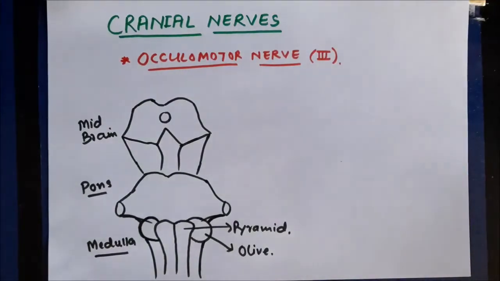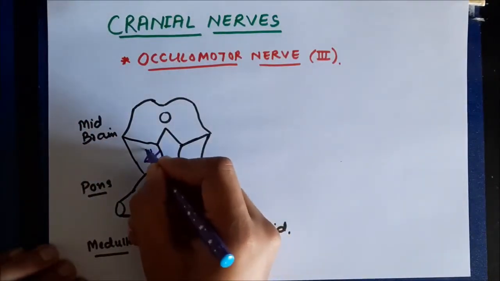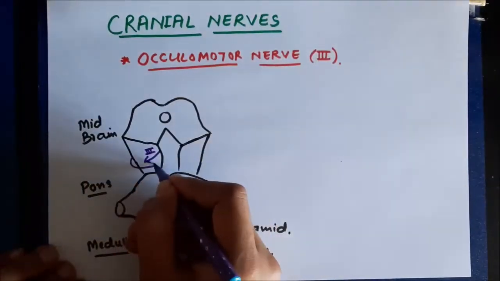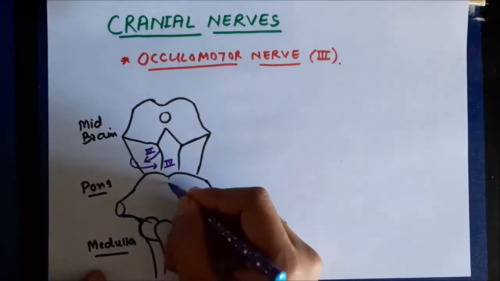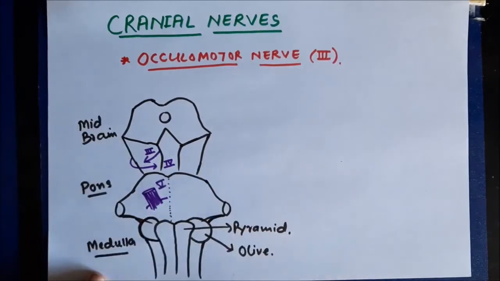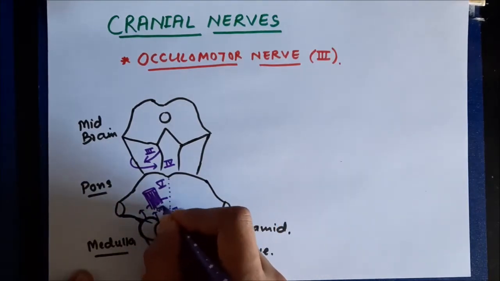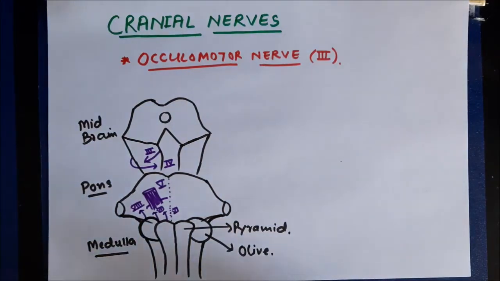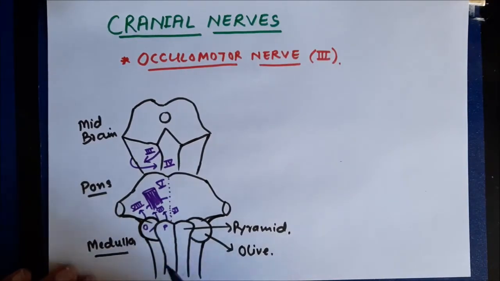Now, cranial nerves, starting from 3, all arise from the brainstem. Cranial nerve 3 arises from the midbrain, from the ventral aspect, and cranial nerve 4 also arises from the midbrain but from the dorsal aspect. Cranial nerve 5 arises from the pons. If this is the midline, this is cranial nerve 5 of one side, and it arises from the anterior ventral aspect of the pons. From the junction of the pons and medulla, cranial nerves 6, 7 and 8 arise. And from the junction of the pyramid and olive, a cranial nerve arises, which is cranial nerve number 9.